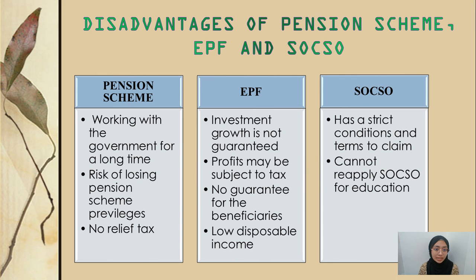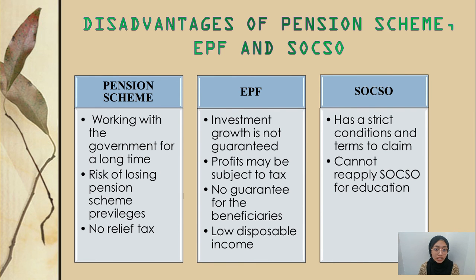Next is disadvantages of employees provident funds. First is investment growth is not guaranteed. In fact, we can lose our money and therefore decrease our retirement fund. Second is profits may be subject to tax. Third is there is no guarantee for the beneficiaries in the event of death to the EPF scheme. Their beneficiaries do not receive any privileges.